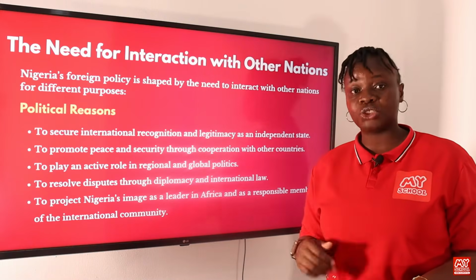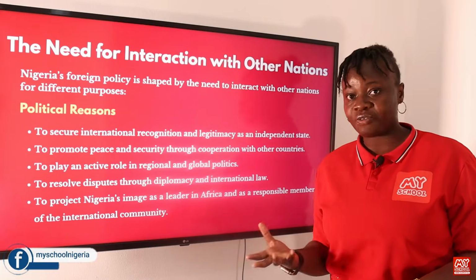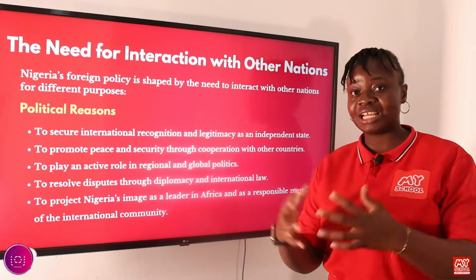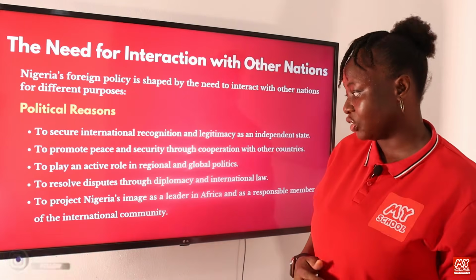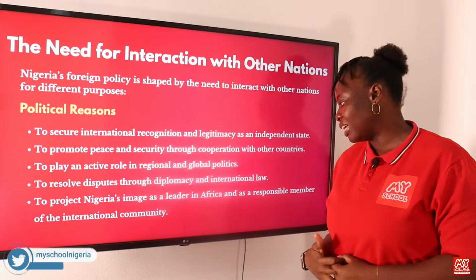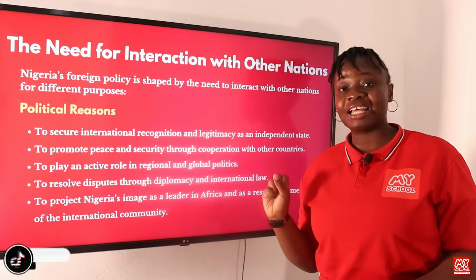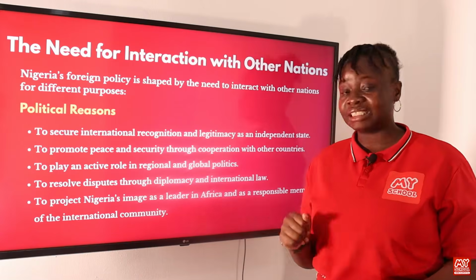So Nigeria belonging to several different international organizations means that they can have a voice, they can have a say whenever there is any issue that relates to the entire world as a whole. So it also helped to project Nigeria's image as a leader in Africa and as a responsible member of the international community. So this is another very important objective that was introduced by Tafawa Balewa during his independence speech.